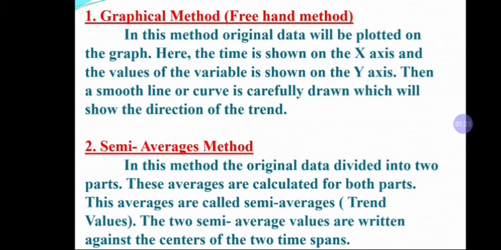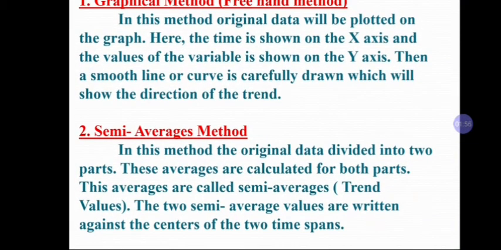Then a smooth line or curve is carefully drawn, which will show the direction of the trend. So in our freehand method, we will be smoothing the line, connecting the points, and we will have a direction of the trend, whether it is an upward trend or a downward trend.